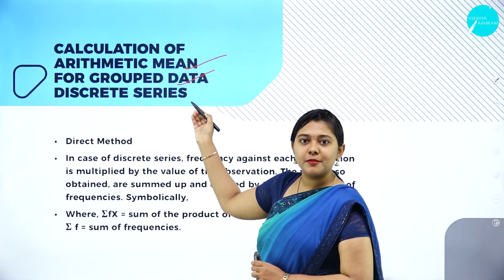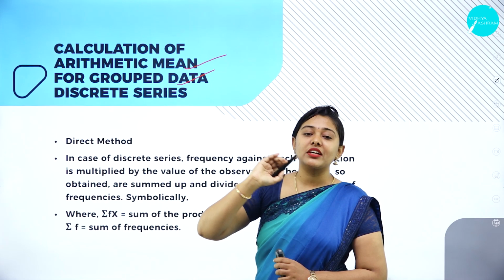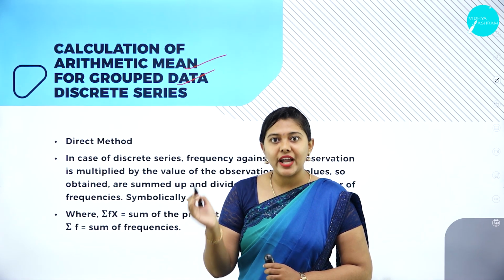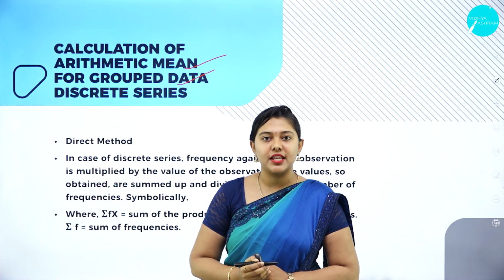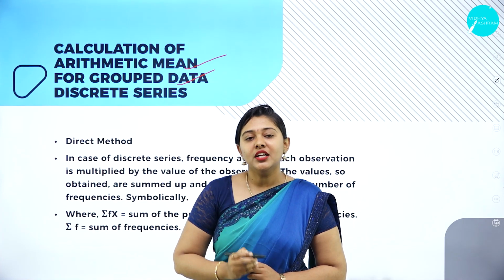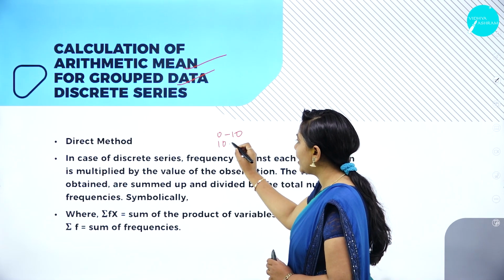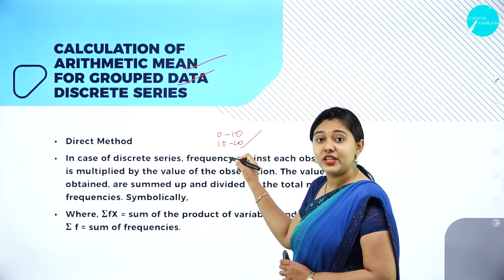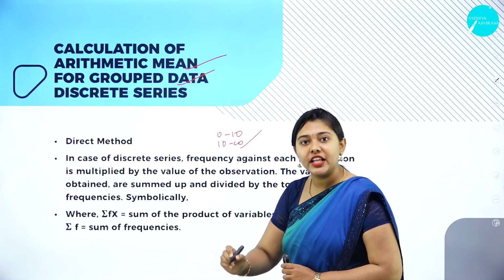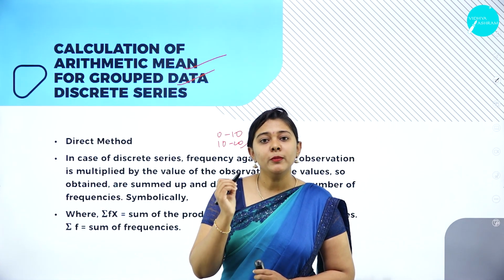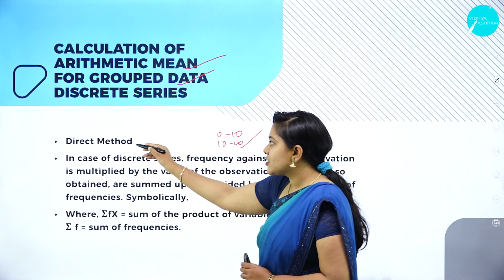So group data simply means what? Whatever the data is given, that data will be classified and there will be a class interval in between the data. So for example 0 to 10, 10 to 20. So what is this? This is a grouped data. So when you have a continuous series, that kind of data is called as what? Group data. So direct method.